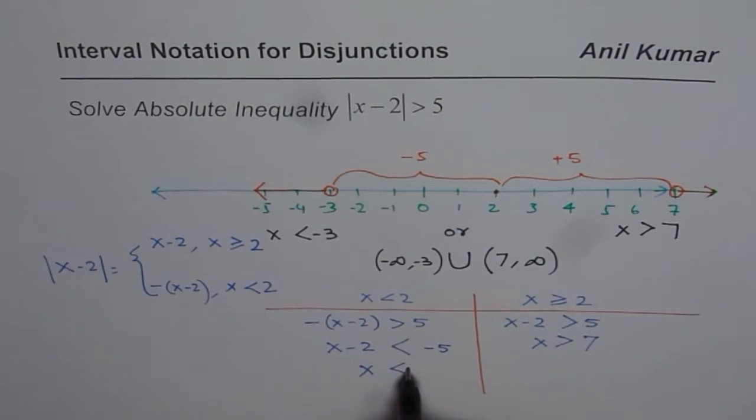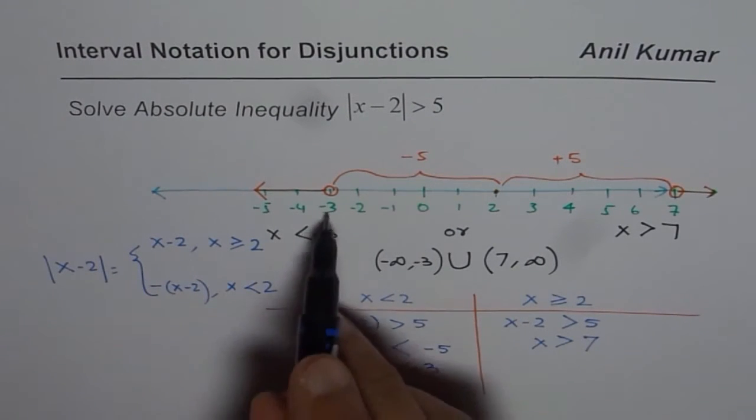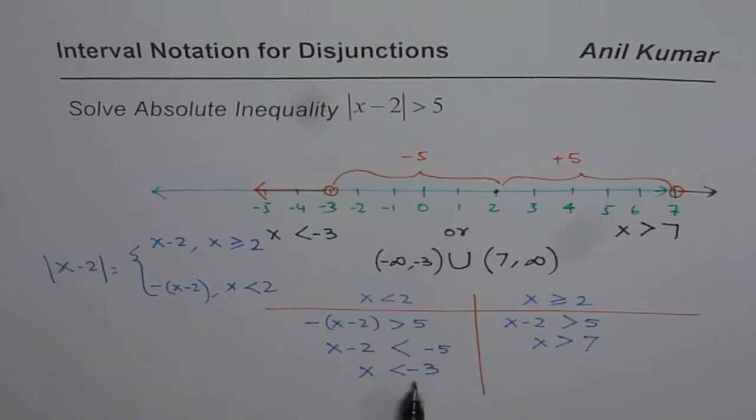Further simplification: x is less than minus 5 plus 2, which is minus 3. So you get your result, a clear answer: x is less than minus 3 or x is greater than 7. So algebraically you can solve it like shown here. Now once you have the solution, the result in interval notation will be as given earlier.